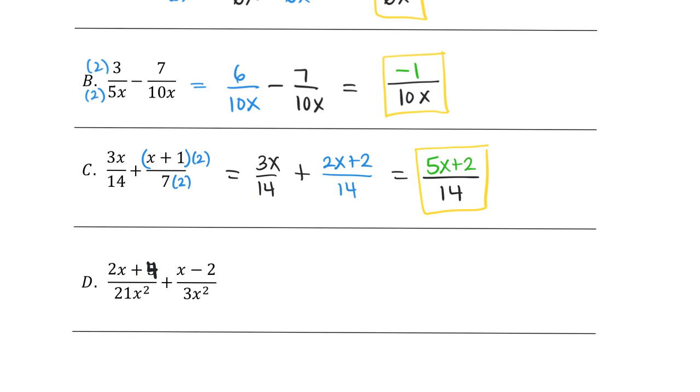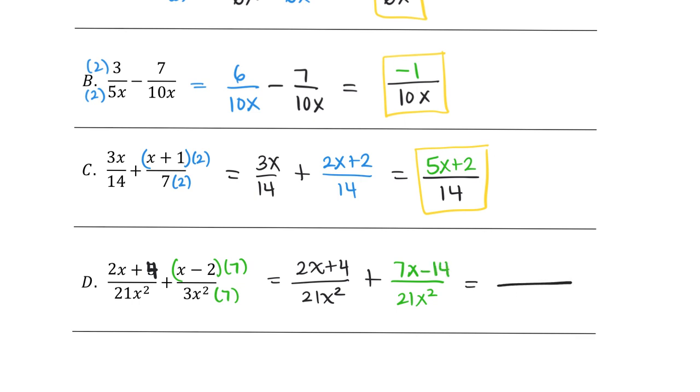Okay, for D, (2x + 4) over 21x squared plus (x - 2) over 3x squared. Denominators are not common. If I look at this smaller one, I have 3, I want 21. So let me times by 7. And then I'll multiply the entire numerator by 7. The first fraction was fine. The second fraction, I wanted it to have 21x squared. So I have to times the numerator by 7. So 7x minus 2 times 7, 14.